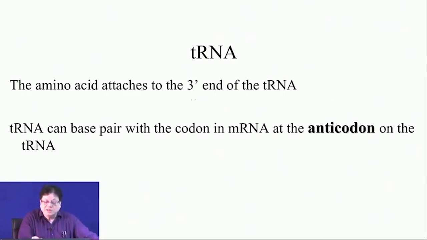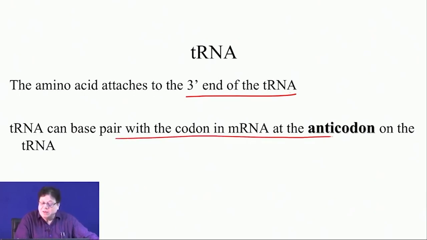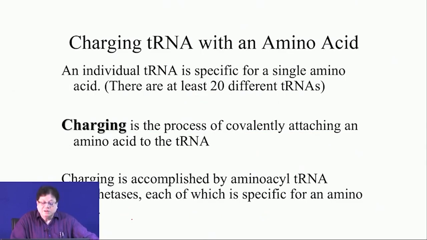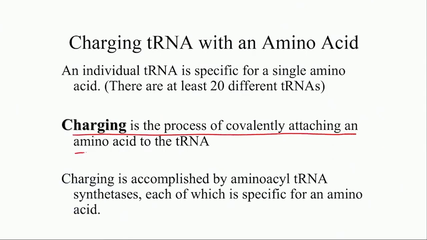Okay. So, now let us go to the translation machinery. As I already said, the tRNA can base pair with the codon of the mRNA at the anticodon on the tRNA. Let us see what it means. The first step is, once the mRNA is synthesized, the tRNAs are usually free, but they have to now hold up the amino acids via this acylation. So, charging is the process of covalently attaching the amino acid to the tRNA. So, each tRNA is covalently attached to amino acids.